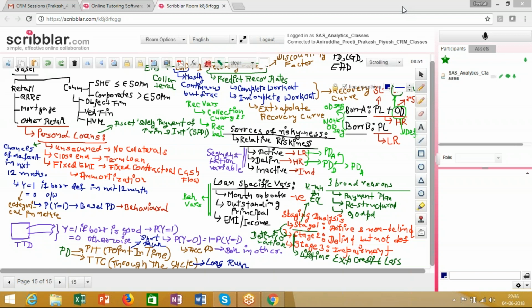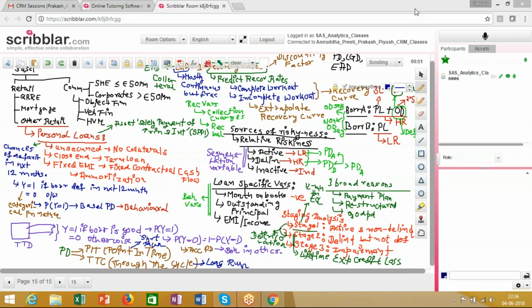Now, over here we need to understand two very important concepts. One thing that we need to keep in mind is that when we are developing the through the cycle models, right, I want to develop a through the cycle PD model.